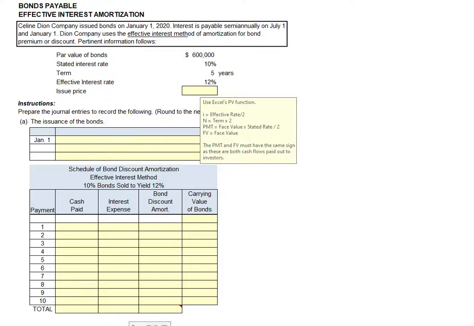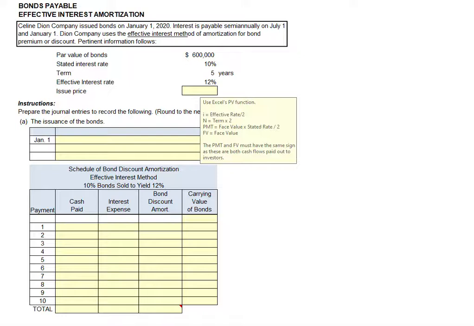In this video, we're going to walk through bonds payable transactions using the effective interest method. We're going to calculate a bond's issue price, prepare a bond amortization table, and prepare journal entries related to issuing the bonds and several of the coupon payments.